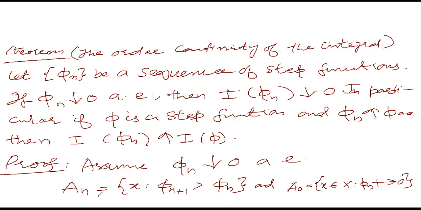Then you can see that the measure of A n is 0 because phi n plus 1 is less than or equal to phi n almost everywhere. Therefore, the set where this inequality does not hold must have measure 0. So that means the measure of A n must be equal to 0 because the inequality is reversed. And since the limit of phi n is equal to 0 almost everywhere, the set where this limit is not equal to 0 must be a null set. So the measure of A naught is equal to 0.